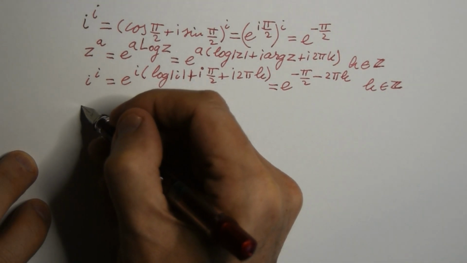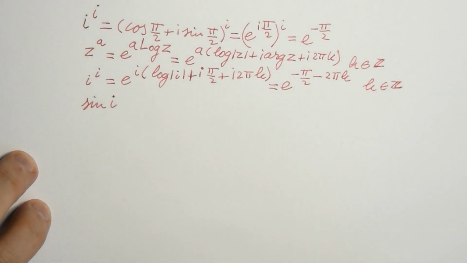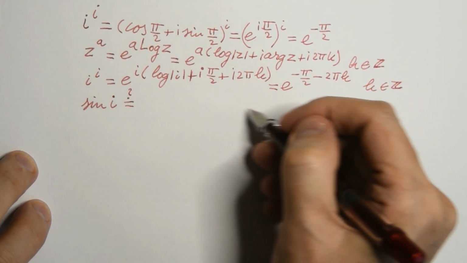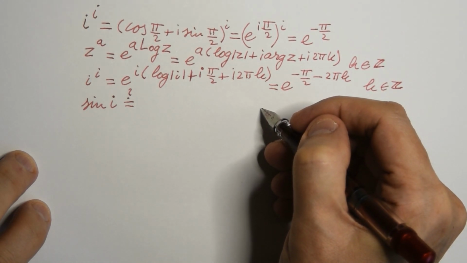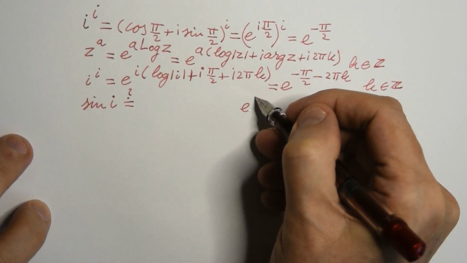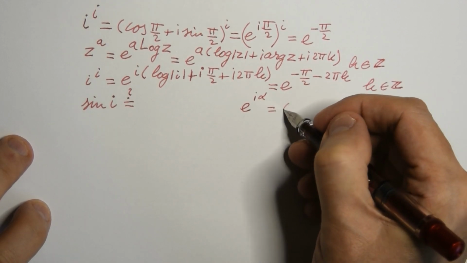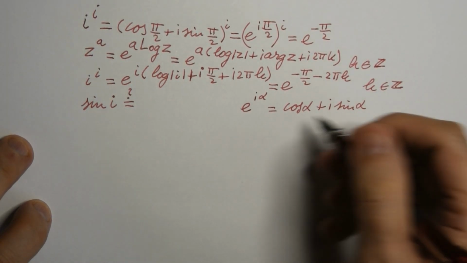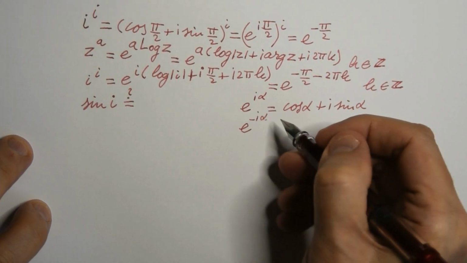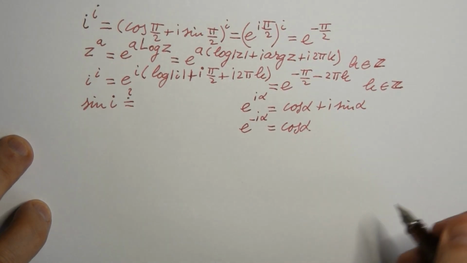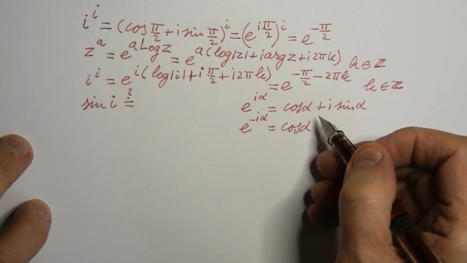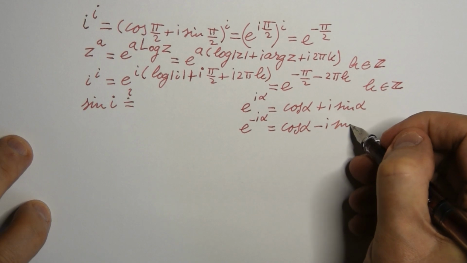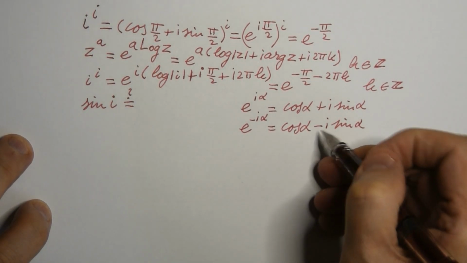Let's do something different. Let's try to evaluate sine i. How are we going to do that? Again, we're going to use Euler's formula, and as a side note, let me write that here. e to the power of i alpha equals cosine alpha plus i sine alpha. We can also use that with a minus alpha, and then we get cosine alpha, because cosine minus alpha equals cosine alpha, it's an even function, minus i sine alpha, because sine is an odd function, so you get a minus.